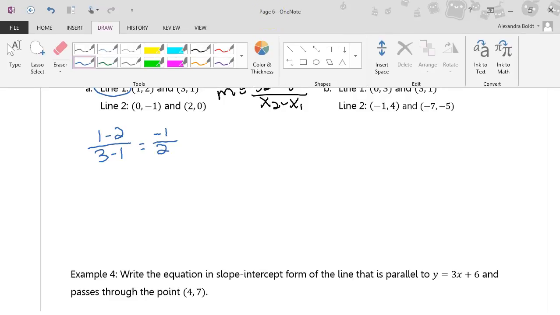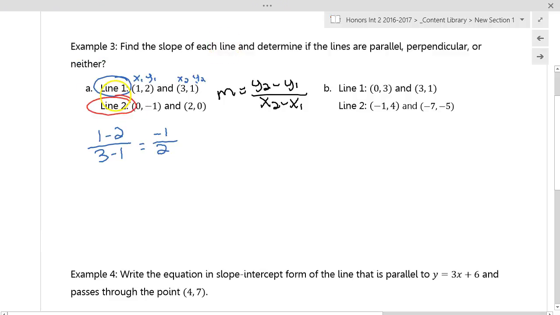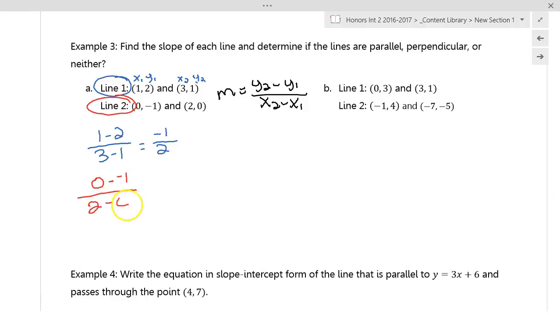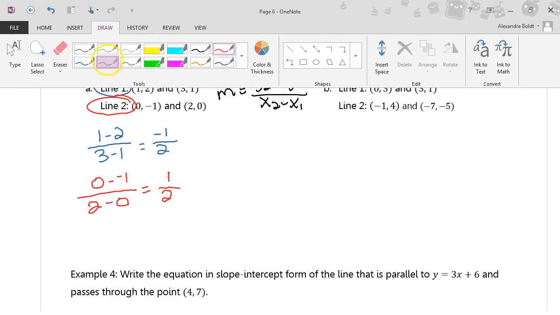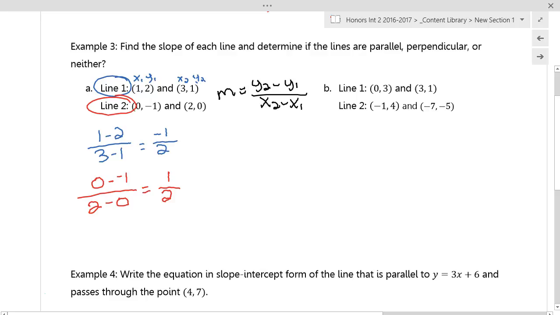Looking at line 2, I have 0 minus negative 1, and 2 minus 0. 0 minus negative 1 is 1, over 2. So these two slopes are opposite signs, but they're not reciprocals. That means these two are neither.